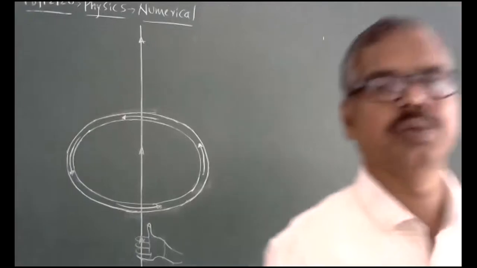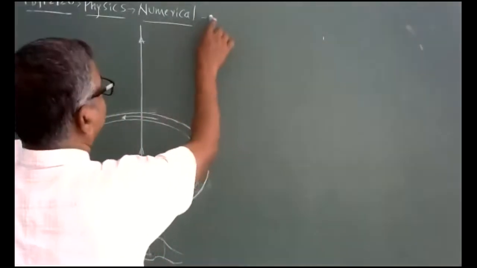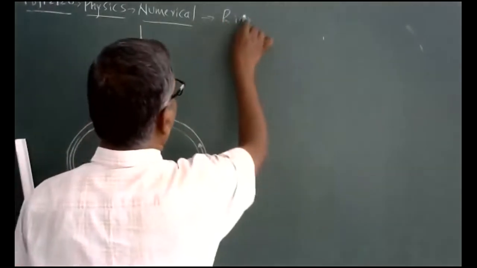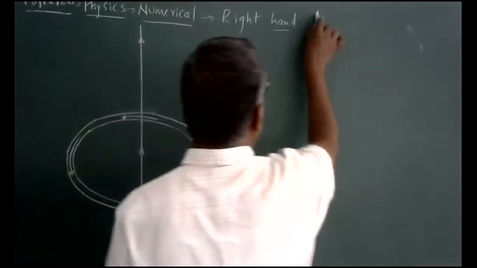This gives you a right hand thumb rule. This is called magnetic field, right hand thumb rule.